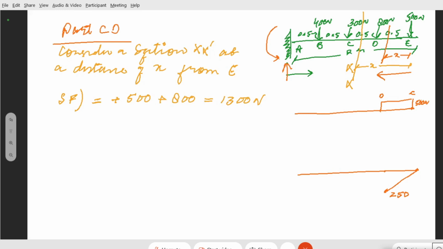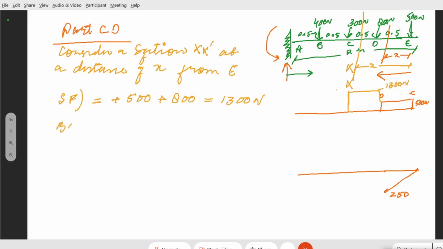Now you have to draw the shear force diagram. Between C and D, that will be simply how much? 1300. It will be 1300 now. And you have to draw now the bending moment diagram.